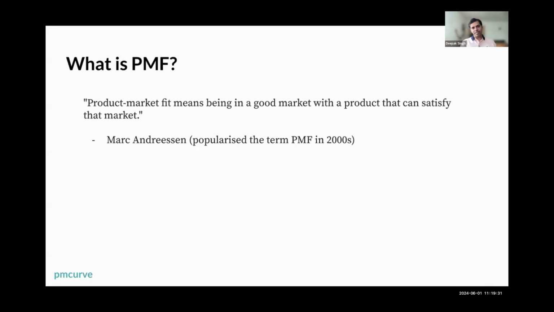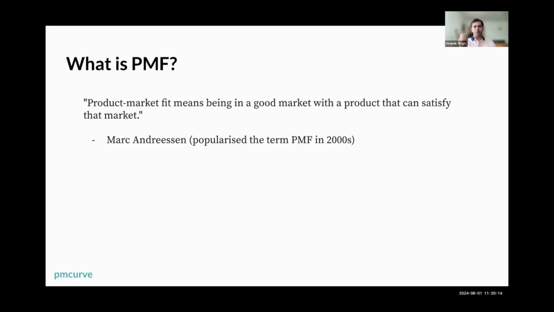This is written by Marc Andreessen, who popularized this term in the 2000s. He was writing on this on his own blog, and they started Andreessen Horowitz afterwards. There are some archives, the Marc Andreessen archives. But he talked about PMF, and PMF became a very, very popular term. Even in India, it became very popular around the 2020s. In 2015, people were not talking a lot about PMF beyond the investor and founder community. But now I think PMs have started to understand it, right? So being in a good market with a product that can satisfy the market, I think this is a good answer.